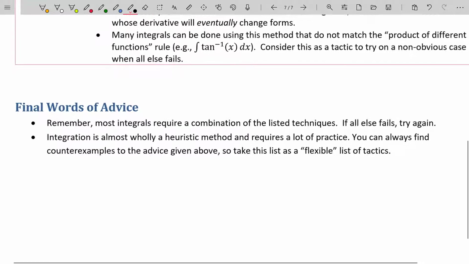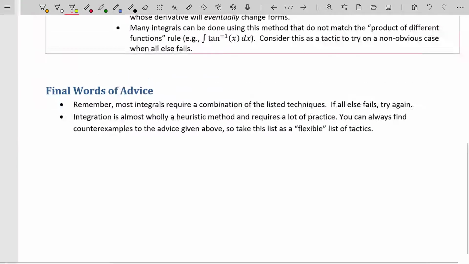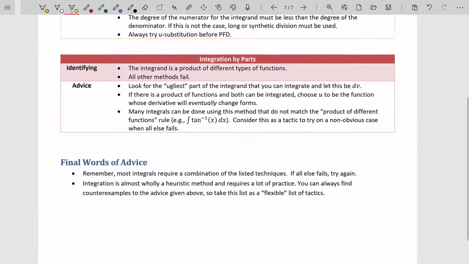To wrap up this overview, here's some final words of advice. Remember, most integrals require a combination of all those techniques above. If all else fails, try again, do something different, switch gears, try another technique. And lastly, integration is almost wholly a heuristic method and requires a lot of practice. You can always find counterexamples to the advice I've given here, so take this list as a quote-unquote flexible list of tactics.